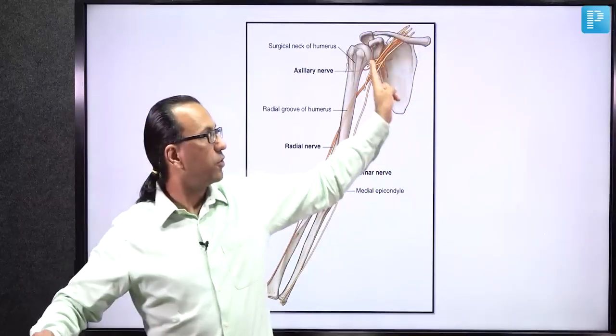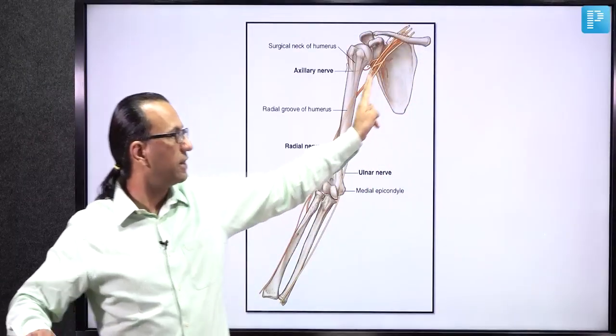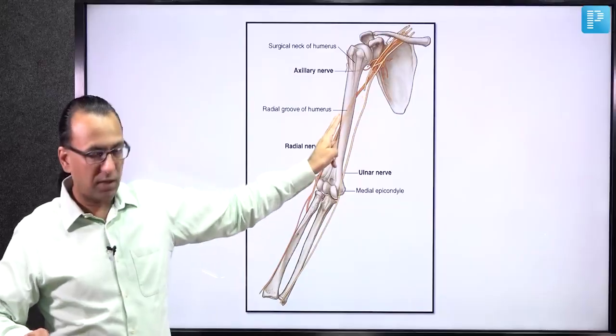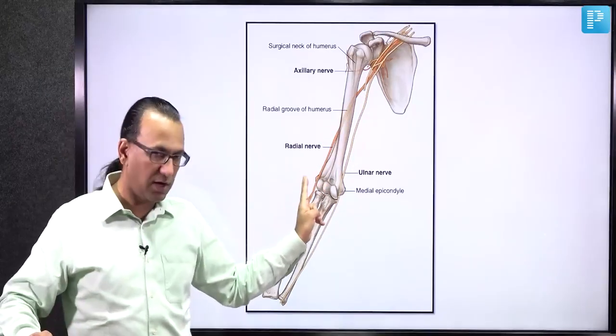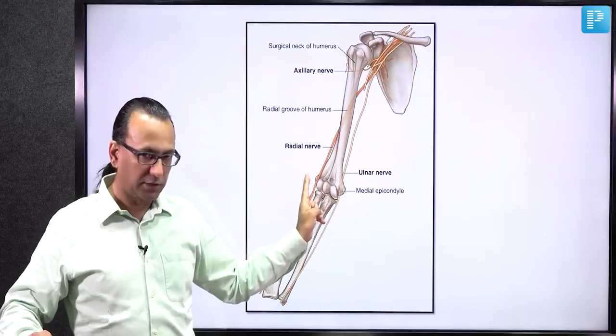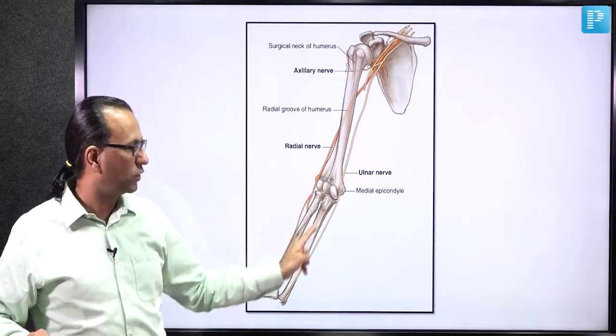As you can see here, the posterior cord of the brachial plexus is giving the radial nerve, which is coming behind the midshaft of the humerus in the radial groove, and then comes in front of the lateral epicondyle of the humerus bone and becomes a content of the cubital fossa, giving two terminal branches.